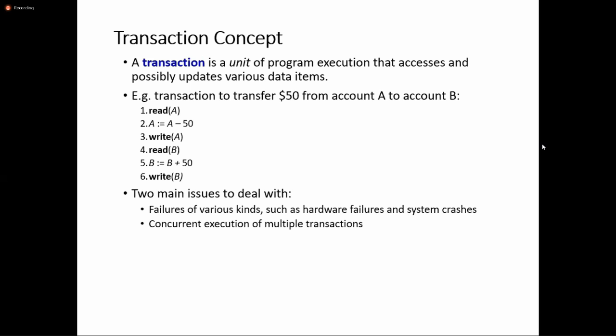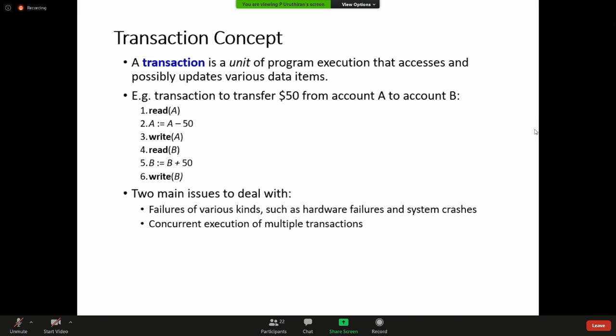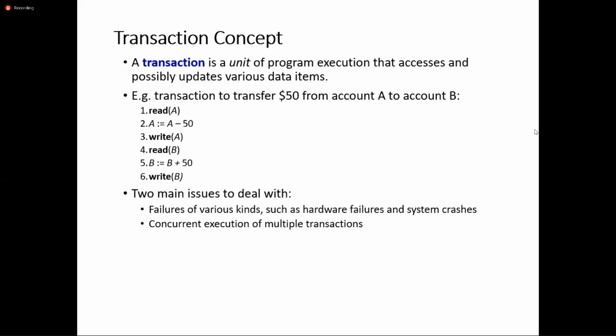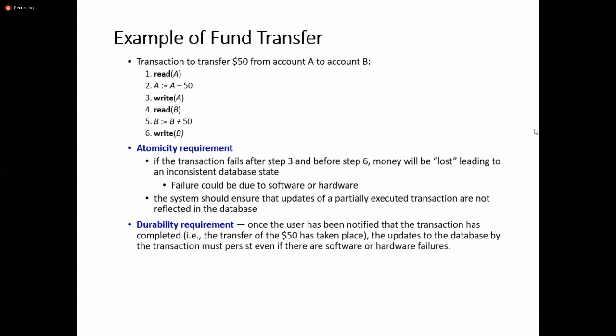Okay, those are the possible things. Then we call this one transaction. T1 is a transaction. Then you can have separate transactions T1 and T2, also you can make a transaction. Now you want to transfer $50 from account A to account B.